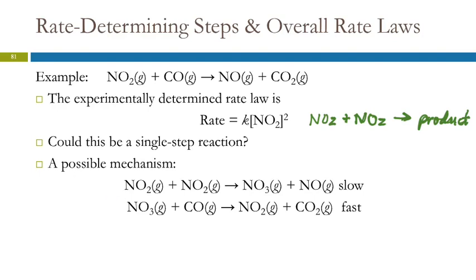So when we add these two steps, do we get the overall equation? Well, let's just do it and find out. So I've got an NO3 over here and an NO3 over there. It gets made and it gets used up. And I've got an NO2 here, and I've got two of them up there. So one of them is getting made and used up again. So I end up with NO2 plus CO.